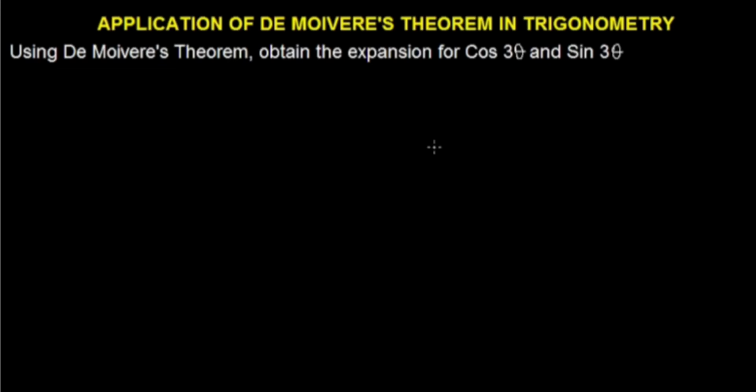Alright guys, so we want to use De Moivre's theorem to obtain the expansion for cos 3 theta and sin 3 theta. So how do we do this? We need to apply our knowledge of De Moivre's theorem.